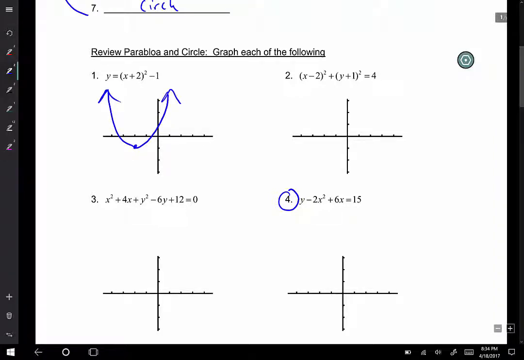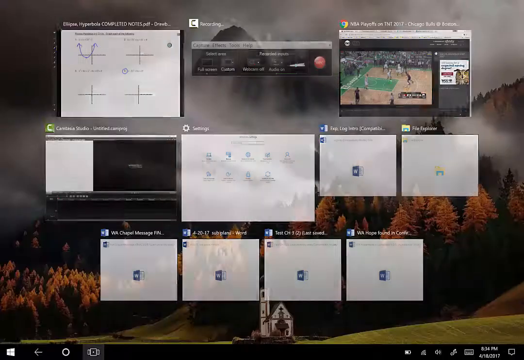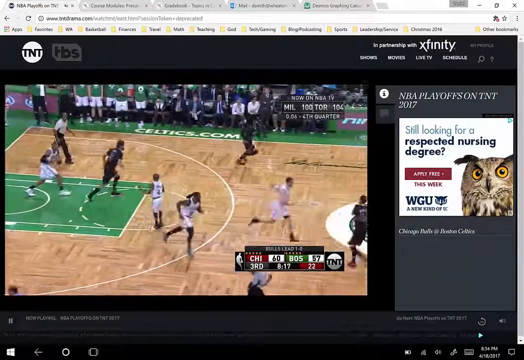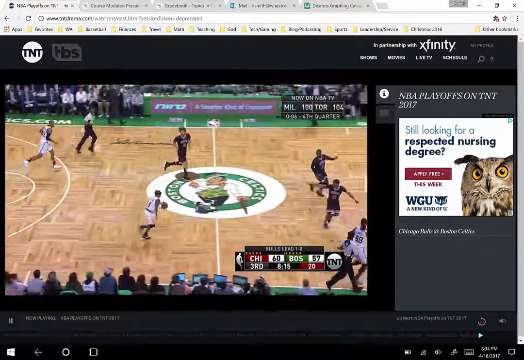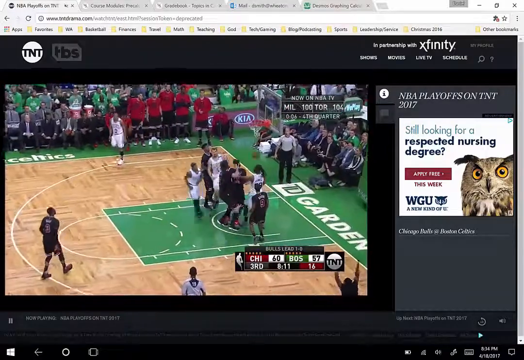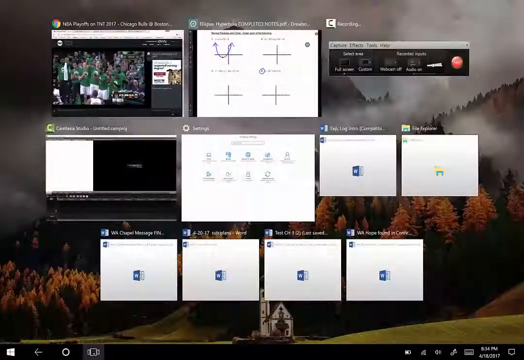That one's on me. I'm sitting here, look what I got going. I'm watching the Bulls try to take game 2 of the Celtics. So there's a little preview of that. Isaiah Thomas. Oh, nice move. And the finish. Uh-oh. All right, we'll get back to that in a minute.